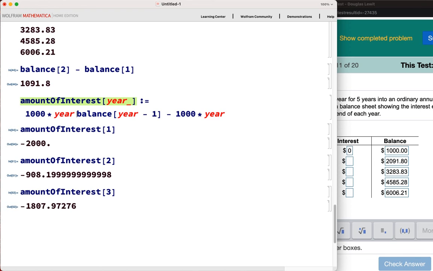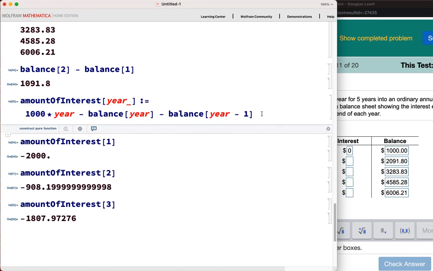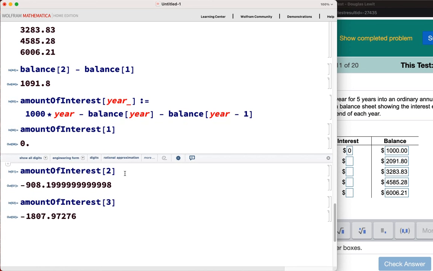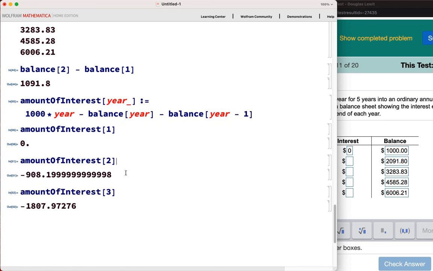1,000 times the year minus balance year. Okay, and then let me erase this. 1,000 times the year minus balance year minus balance year minus 1. And I believe this will be correct. So this should be $0. This should be like $908.19 or 20 cents.